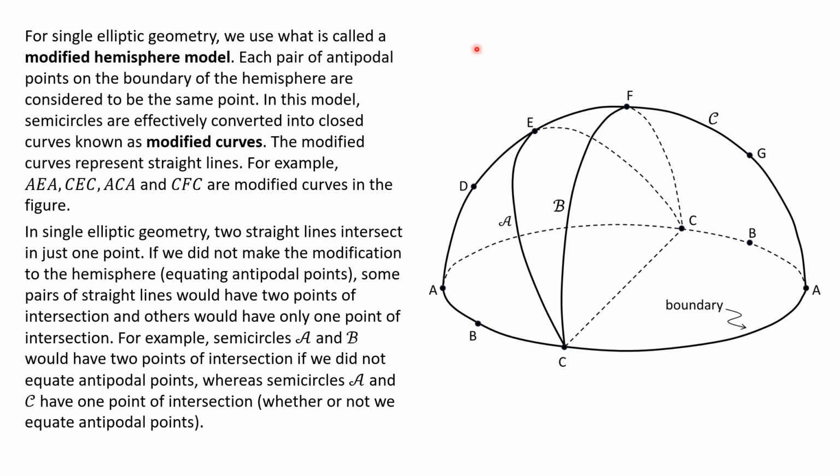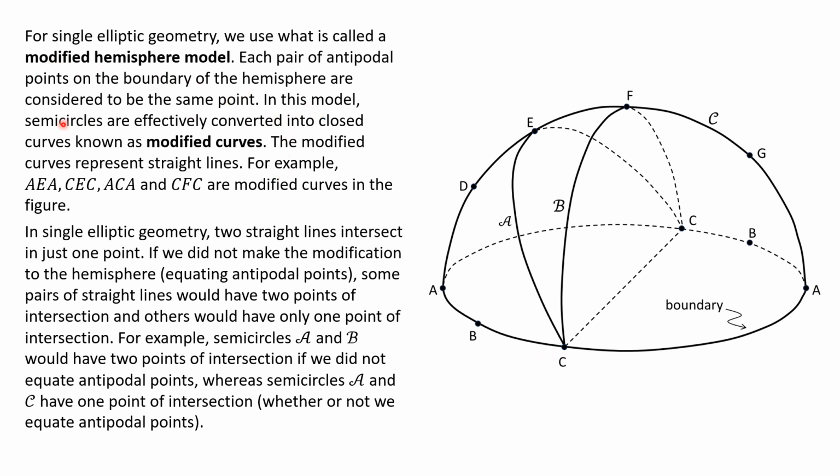Let's talk about the single elliptical geometry. It's very similar to the double, except that we cut the sphere in half as shown in this figure here, and then we make some modifications. This is known as the modified hemisphere model. Each pair of antipodal points on the boundary, so C here and C here, are considered to be the same point. That's why I use the same letter here and here, and for B and B and A. They're considered to be connected directly. So that's kind of the modification.